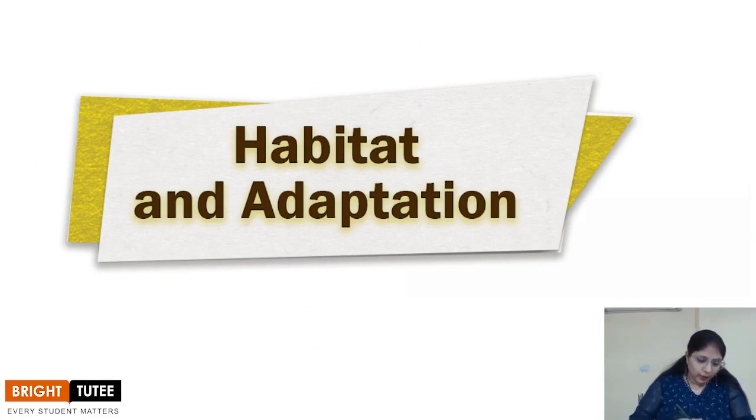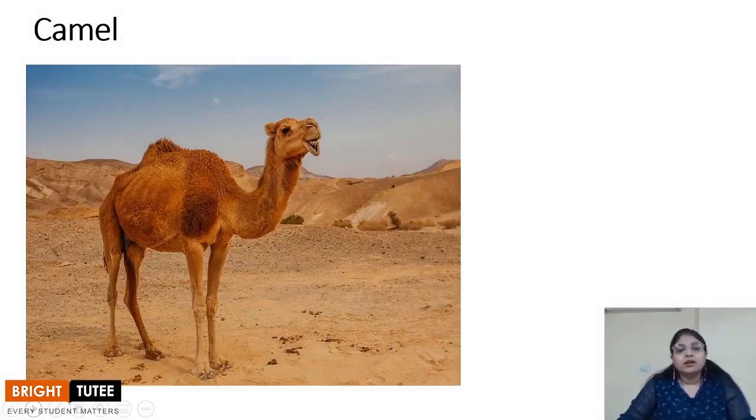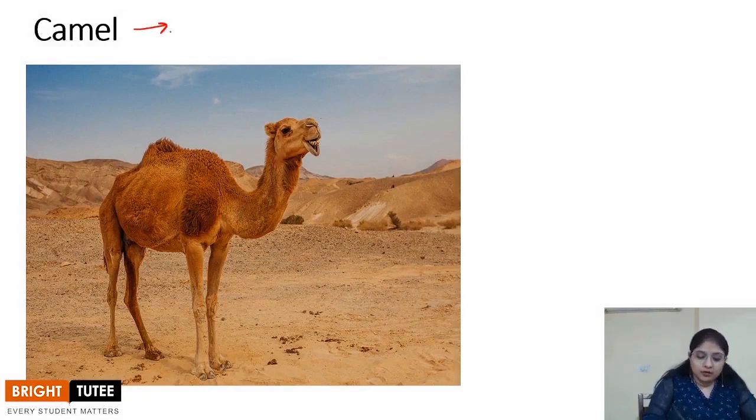Right, so in this particular chapter we are going to discuss the different animals and plants that are living in various environments. Now, taking this as an example, we'll discuss a particular animal called the camel. All of you must know that the camel is called the ship of the desert.